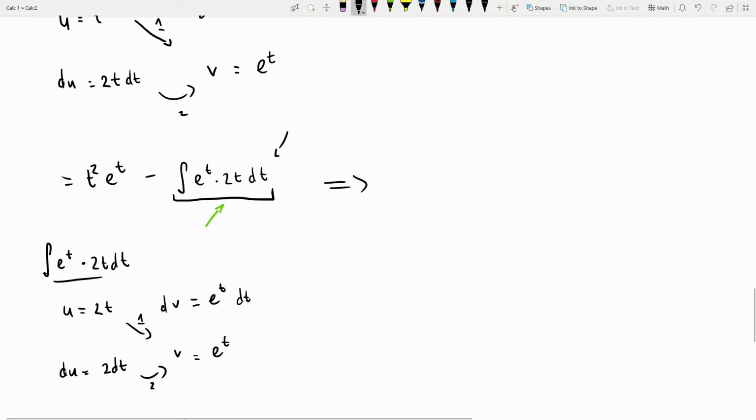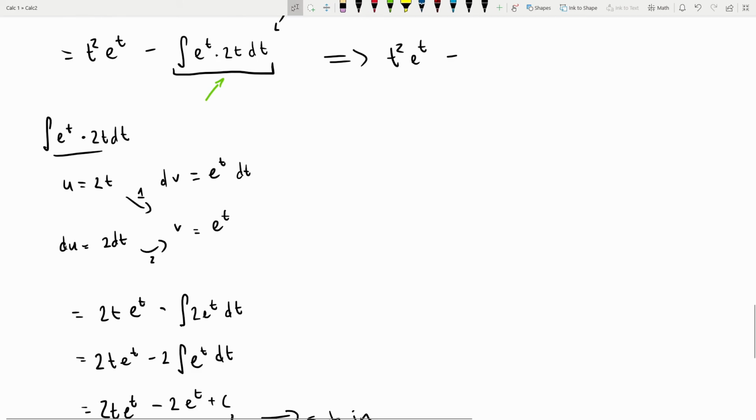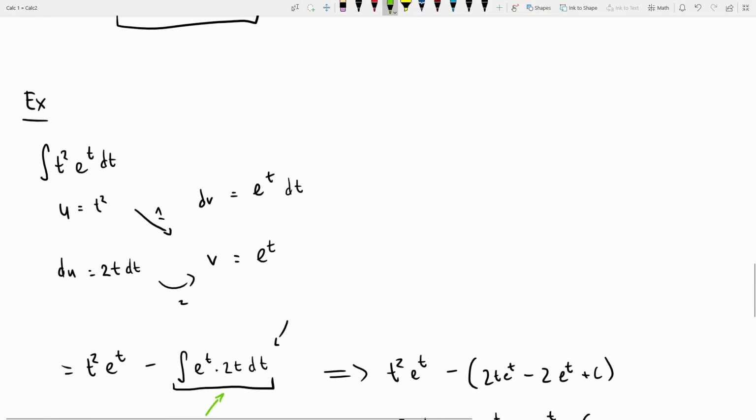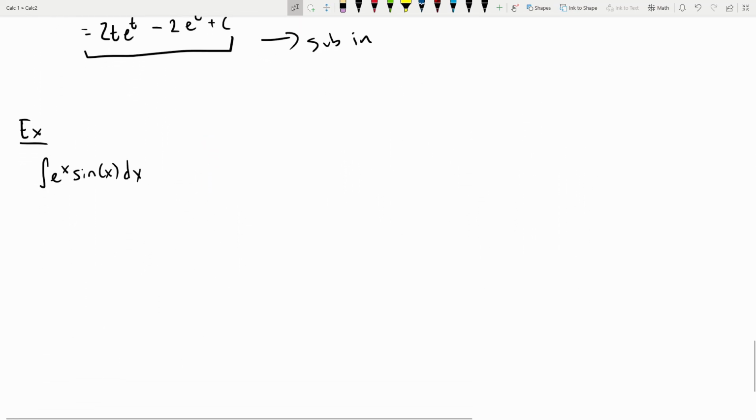So I'm going to continue over here, and we're going to be left with t squared e to the t minus whatever the result was for this integral. In this case, it was 2t e to the t minus 2e to the t plus c. Now if we go on to simplify this, and there we go, we have solved the initial integral, which was right here, by applying the integration by parts 2 times.